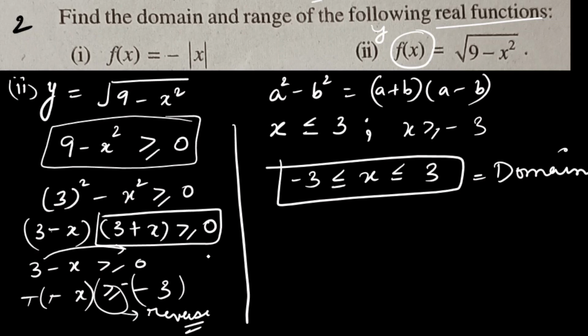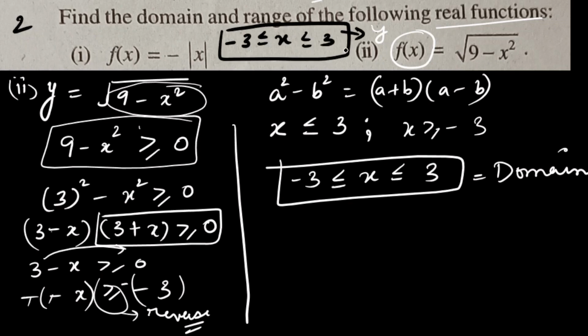I have shown how we calculate it, and whenever we have to find the domain of these kinds of functions, we'll always make the value under the root positive, which means we write it as greater than or equal to 0. Now we have found the domain, and we have to find the range. So here I just write the domain: minus 3 is less than or equal to x, which is less than or equal to 3. This is the domain of this function.